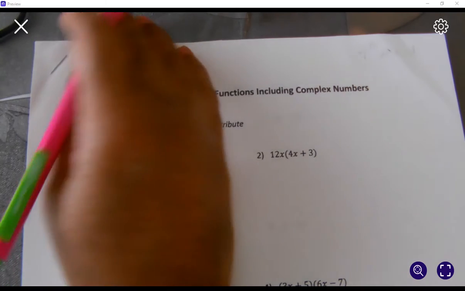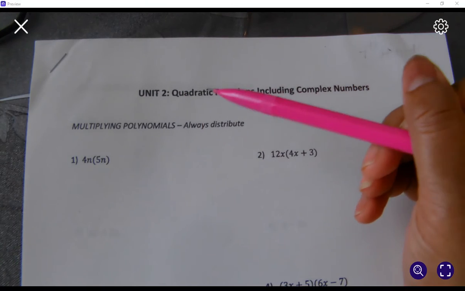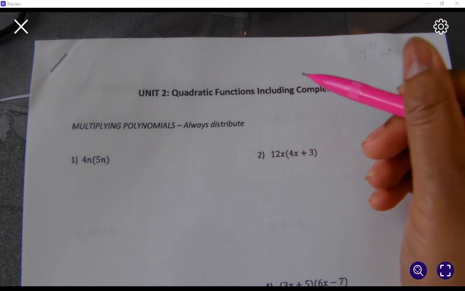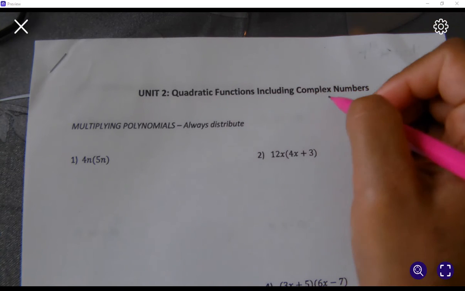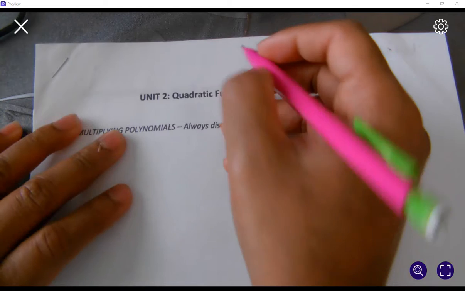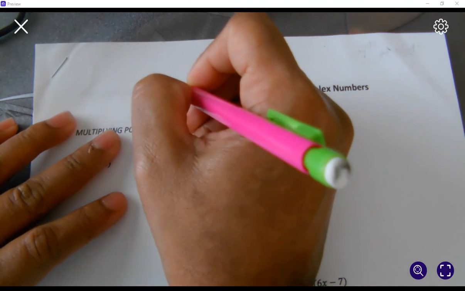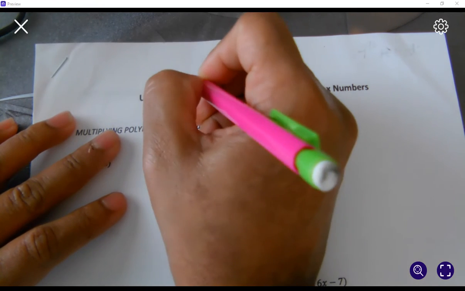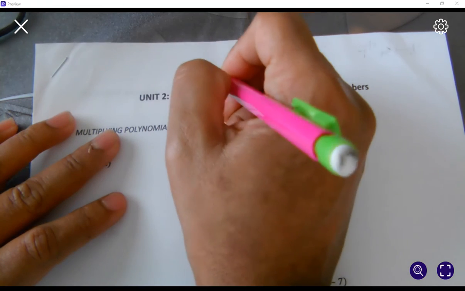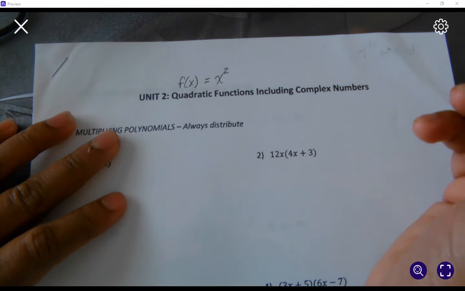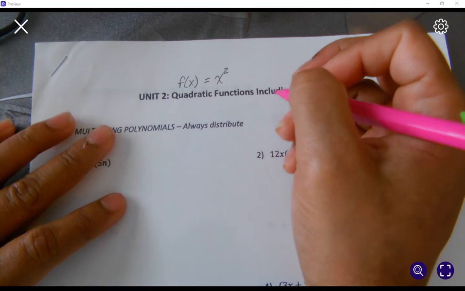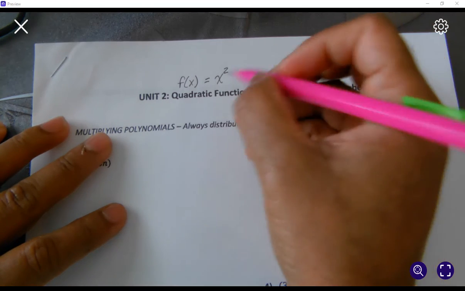Alright class, so here is page 1 for Unit 2. Unit 2 is called Quadratic Functions, including complex numbers. Quadratic functions just have this form. Like the functions we learned in Unit 1, it's f of x, and it has this form with x squared. That's what makes it a quadratic, because of the square here. So we're going to deal with functions like that.